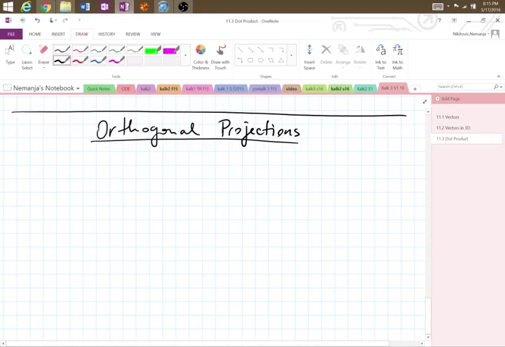Now, why would that be important? It has huge physical applications. So consider pushing a block or doing some kind of work like that. You don't get to use all of your force to push the block.